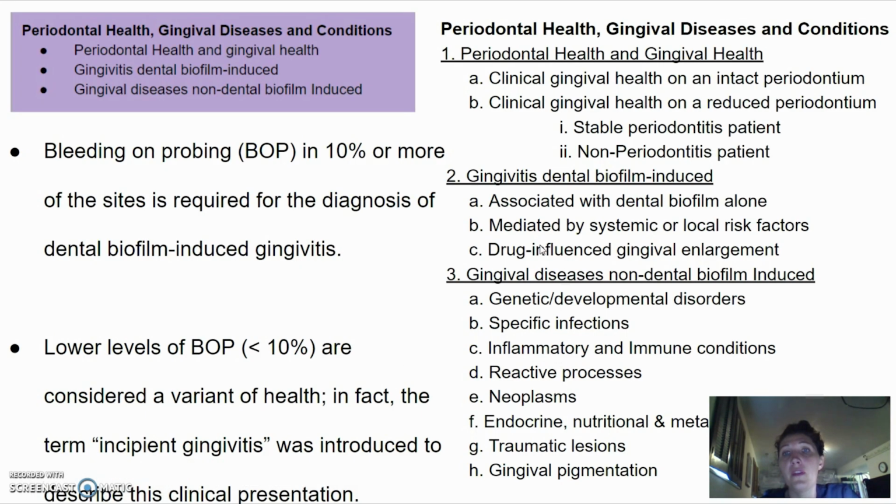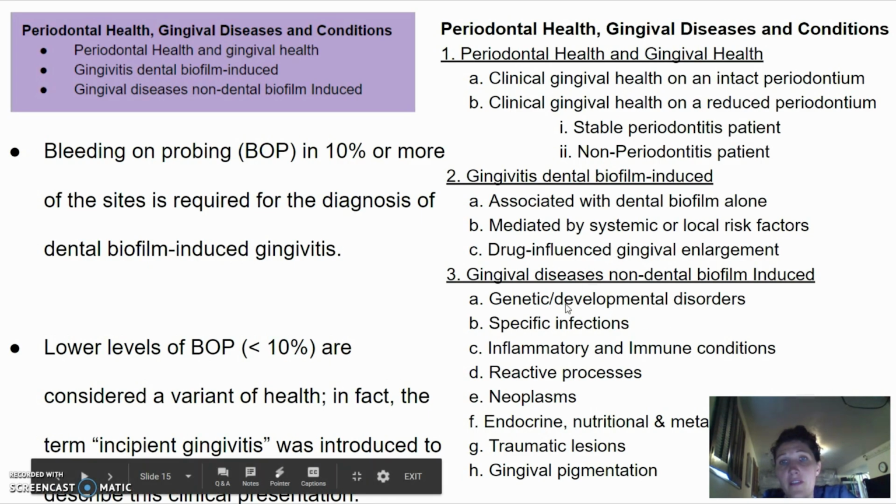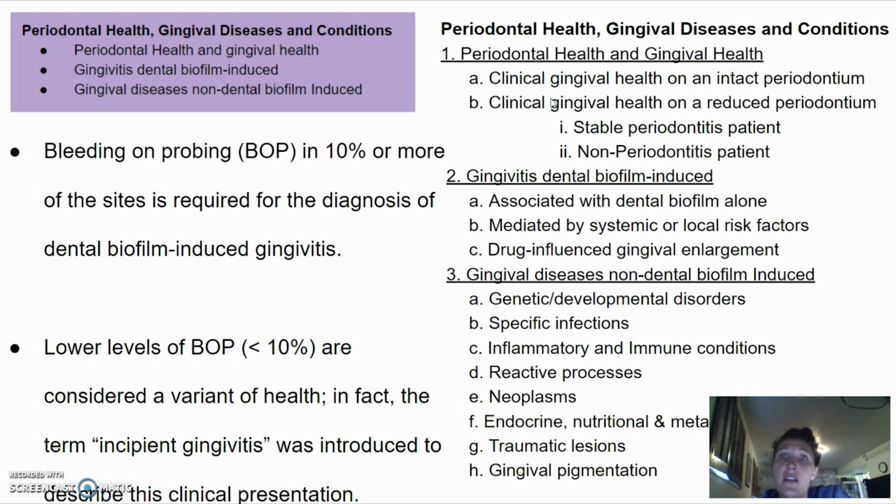But let's say, for example, there's not a lot of biofilm, but they are taking a medication that actually causes gingival enlargement. Then that's what you would write as the reason for it. Generalized severe gingival inflammation due to drug-influenced conditions. So it just goes over a lot of different ones. We just don't have time to go over all of those individually.